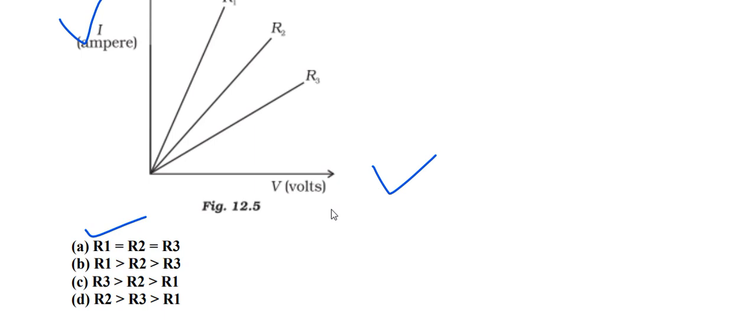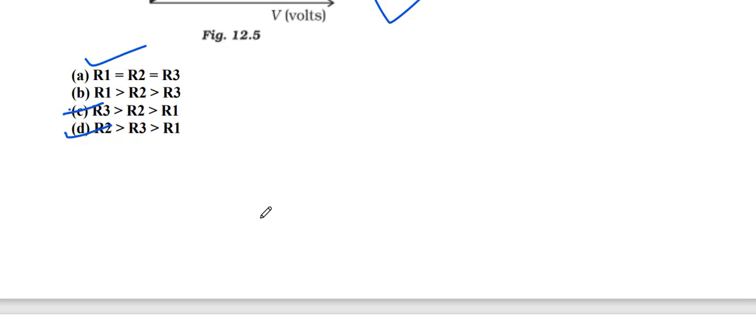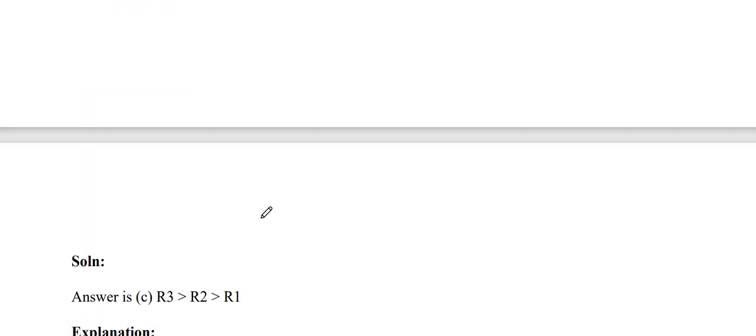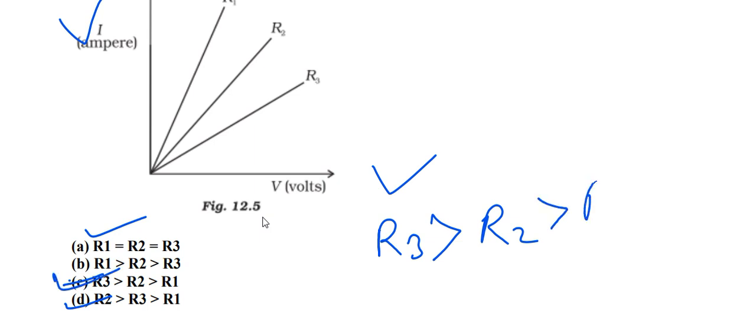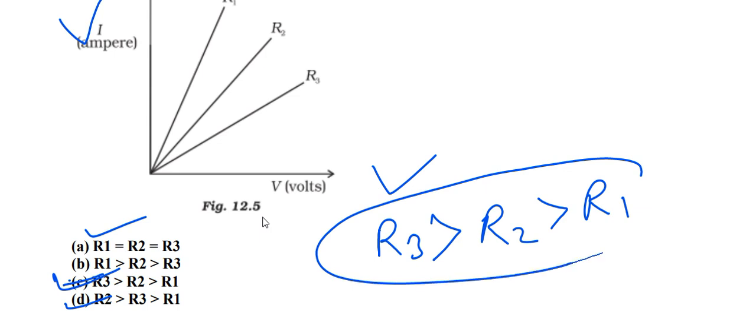No. R3 greater than R2 greater than R1? No. R2 greater than R3 greater than R1. So let's see what would be the answer for that. The resistance situation is what? So you see the solution, C. R3 is always greater than R2. Here is the C option. So C, we go through this option: R3 greater than R2 greater than R1.